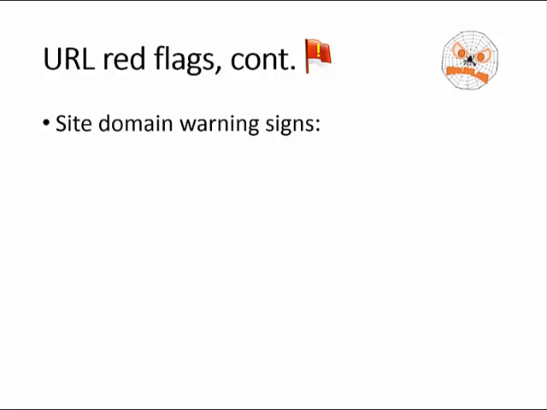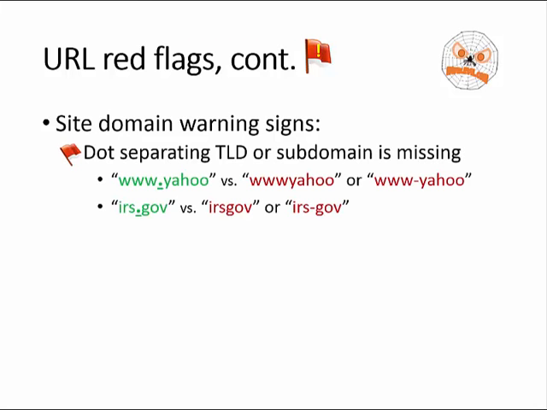So what are some other things to watch out for? Well, here are some warning signs in the site domain. There should be a dot separating the top-level domain from the site domain and the site domain from the subdomain. So if that dot is missing, they've mushed two parts of the URL together, or they've used a dash instead of the dot, that's a big red flag.